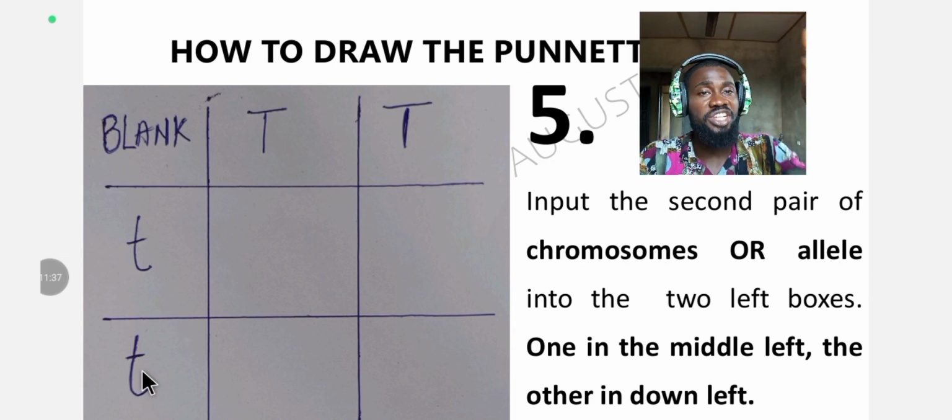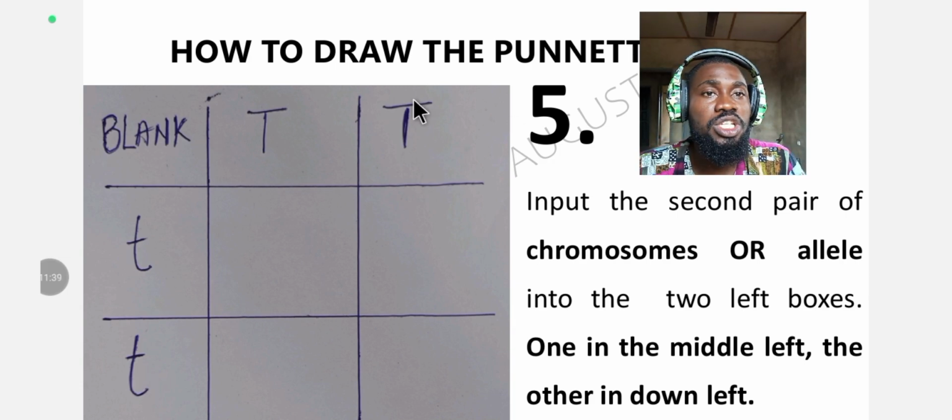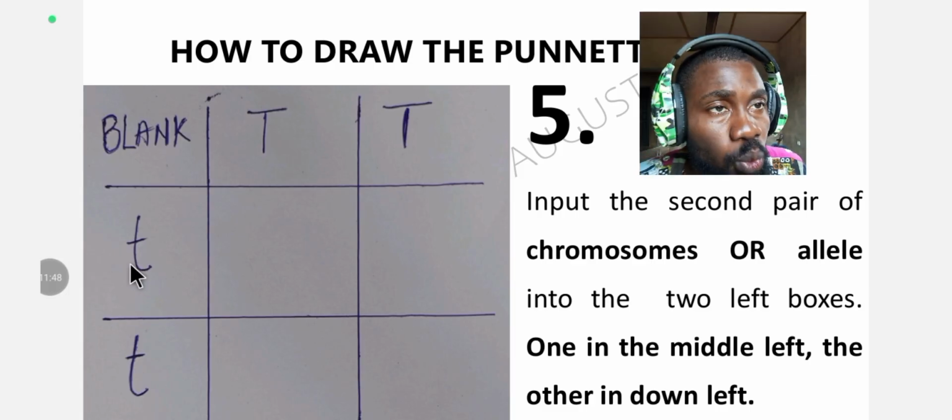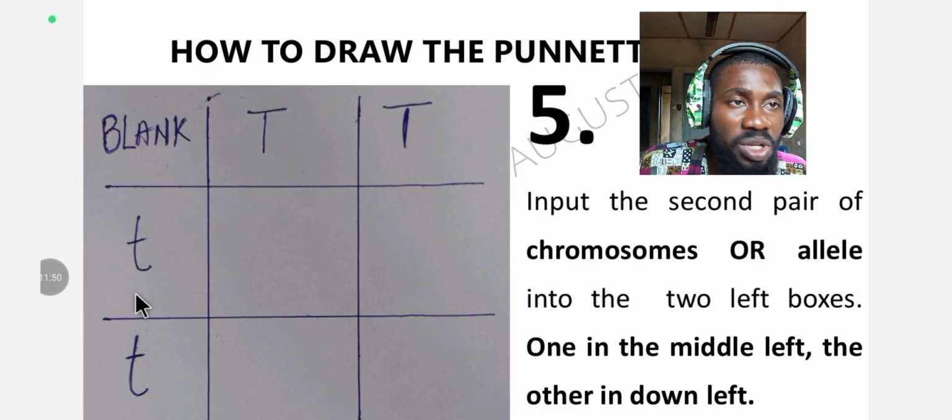You can do any one first. You can even decide to exchange it. You can decide that this small letter t, you put it up, and this big letter T, which is the dominant, you put it down here. So just decide on the one to do. Both of them work equally.